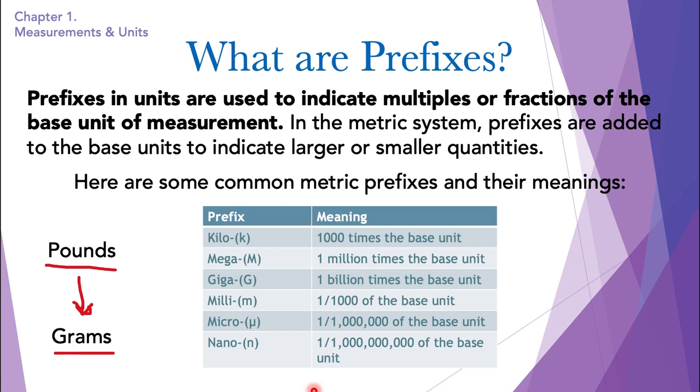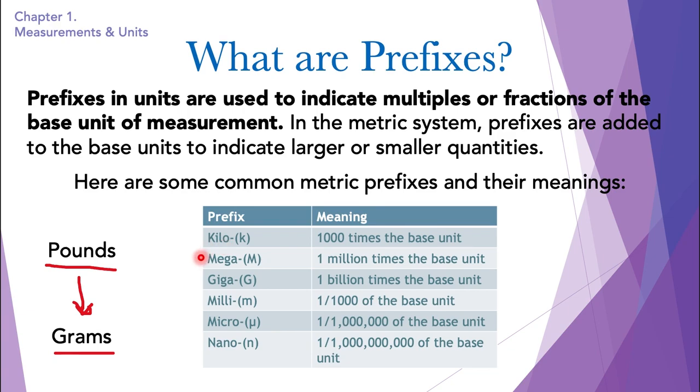If I want to make this meter 1000 times bigger, then rather than writing 1000 meters, I would simply write 1 kilometer. Because what kilo means is 1000 times the base unit. So I basically put this prefix in front of the base unit meter and I get kilometer, which means 1000 times the base unit. In other words, 1 meter multiplied by 1000 is 1 kilometer. So adding this prefix made the base unit bigger.